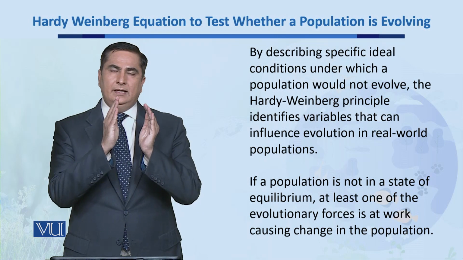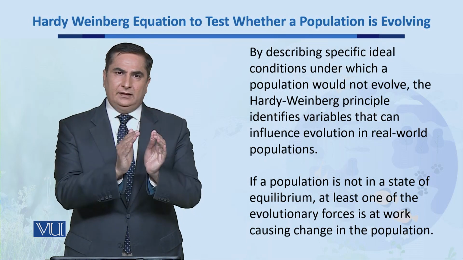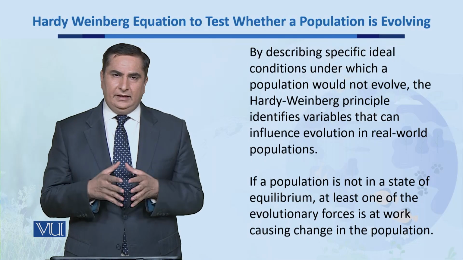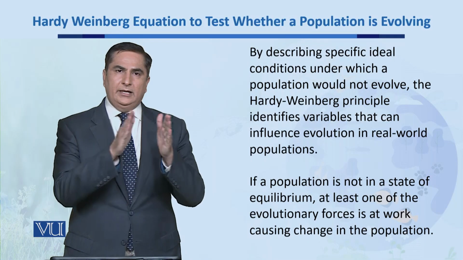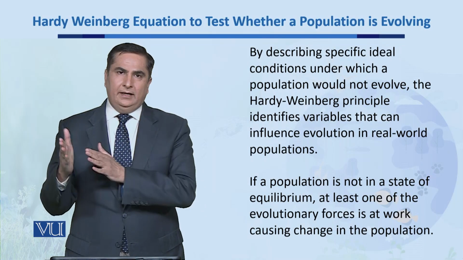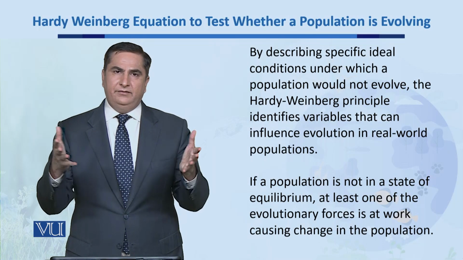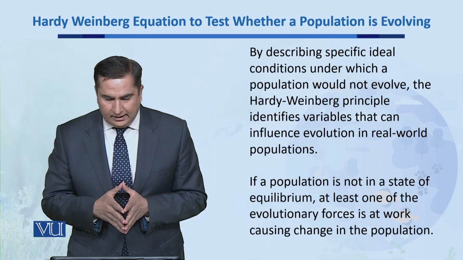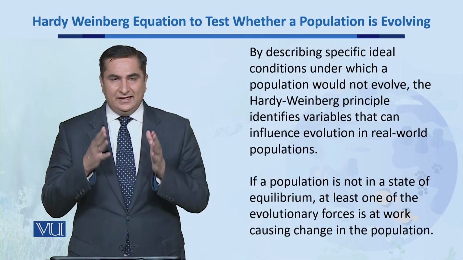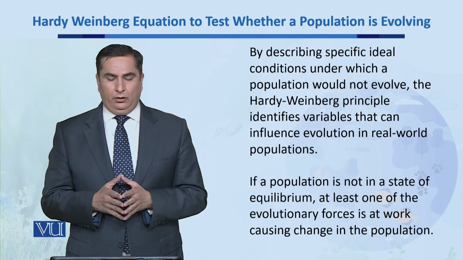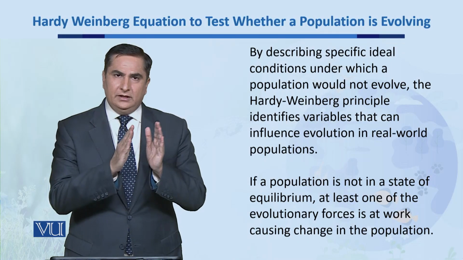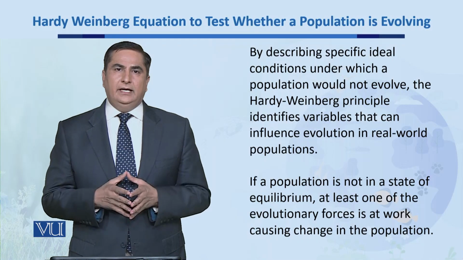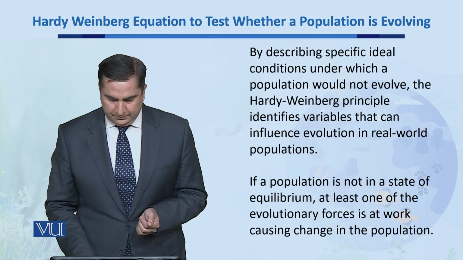There are certain factors which affect the allelic frequencies, causing changes in allelic frequencies, and ultimately deviate that population from the Hardy-Weinberg equilibrium. Now, if a population is not in a state of equilibrium, this means that at least one of those evolutionary forces is working and causing change in that particular population.